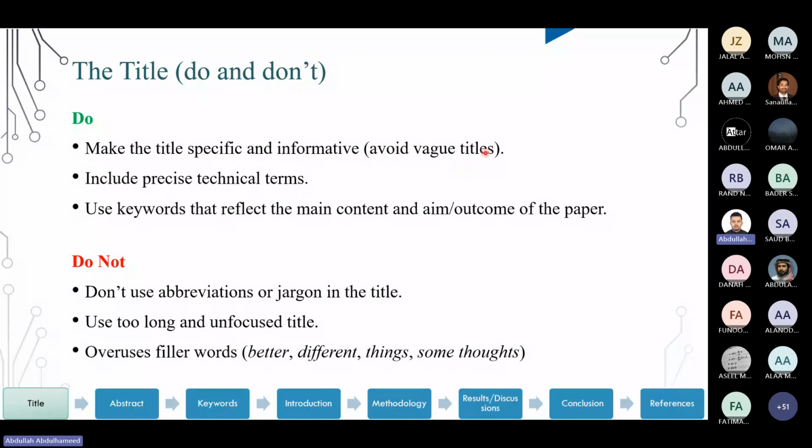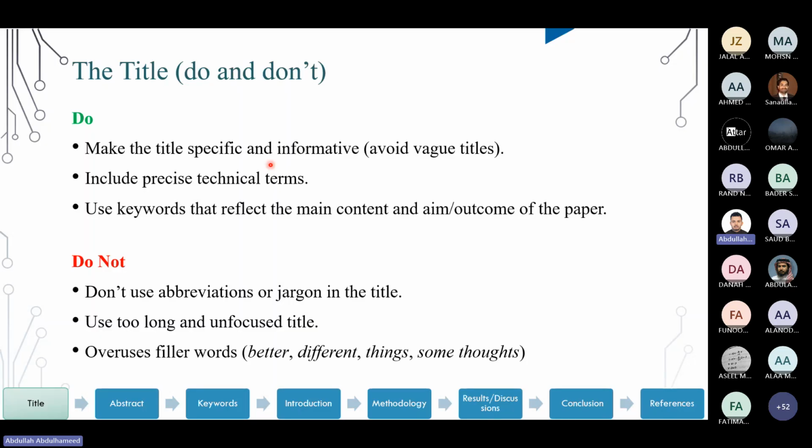Avoid vague titles. Sometimes you need to make the title very specific. Do not use difficult words. Some people might choose very complicated words or English terms, which would be a little bit difficult. So no need to make something very complicated. Just make something specific, simple, and straightforward. This will help the readers to understand.